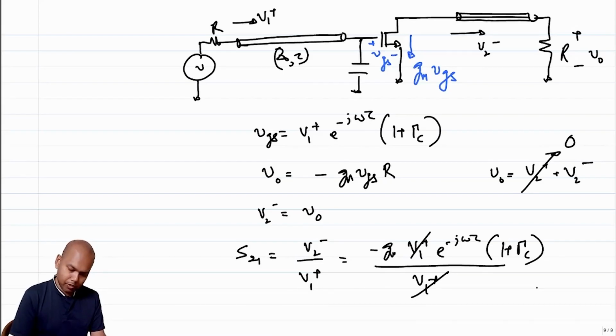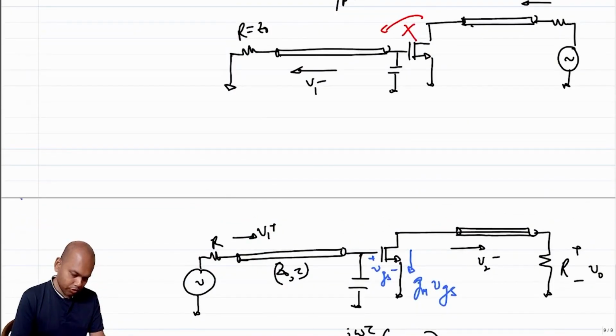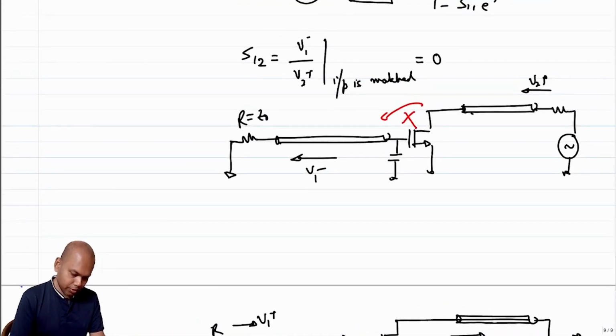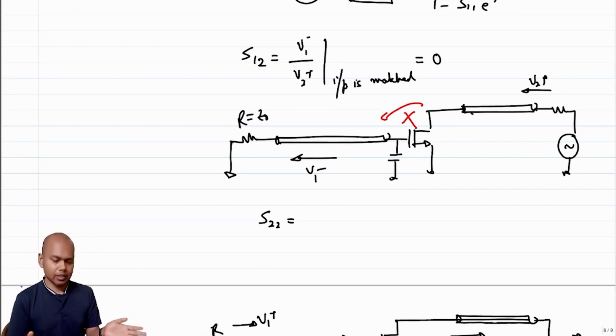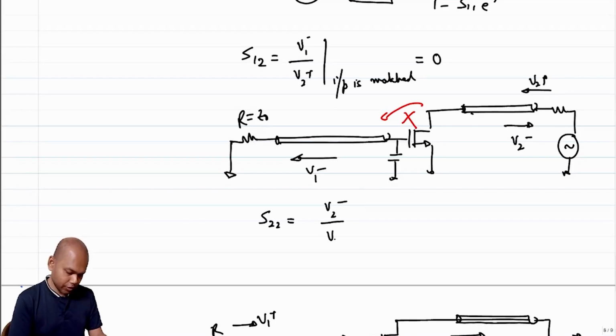What about S22? The final thing that remains is S22. Which setup are you going to use for S22? Essentially, we are going to use this setup. And what is our S22 definition? It is basically characterizing the reflection at the output port. So that is nothing but V2 minus over V2 plus.